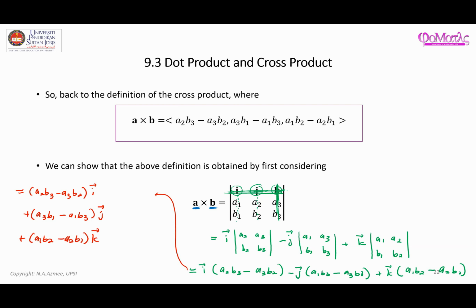And you know that instead of writing in the standard basis of I, J and K, you can write in terms of this notation, which is the first component is a2 b3 minus a3 b2, which is this one, a2 b3 minus a3 b2. Next, the second component is a3 b1 minus a1 b3, so a3 b1 minus a1 b3. And next, the third component here is a1 b2 minus a2 b1. So that's the idea.